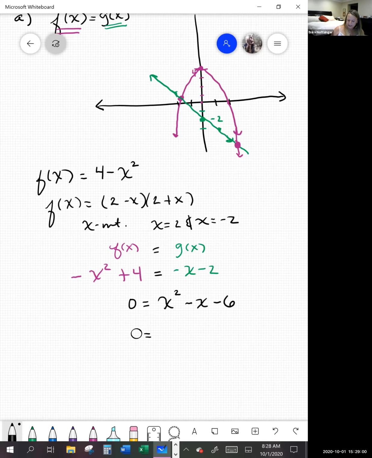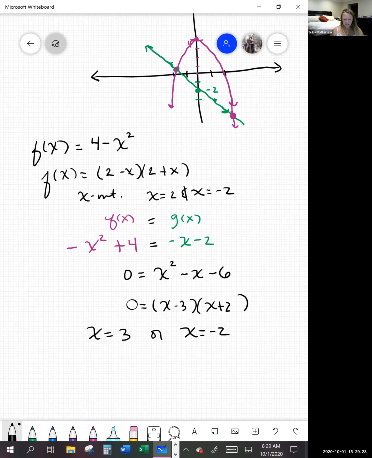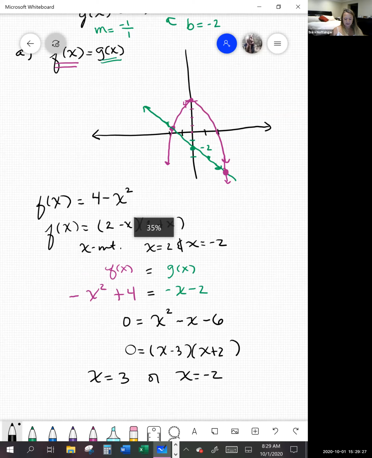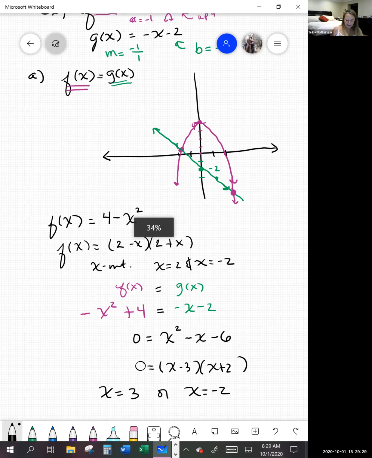This factors nicely. 2 numbers that multiply to -6 and add to -1 are -3 and +2. So these are equal to each other when x is equal to 3 or x is equal to -2. That's just the x value. We need to figure out what the y value is. So it doesn't matter which equation you plug it back into.